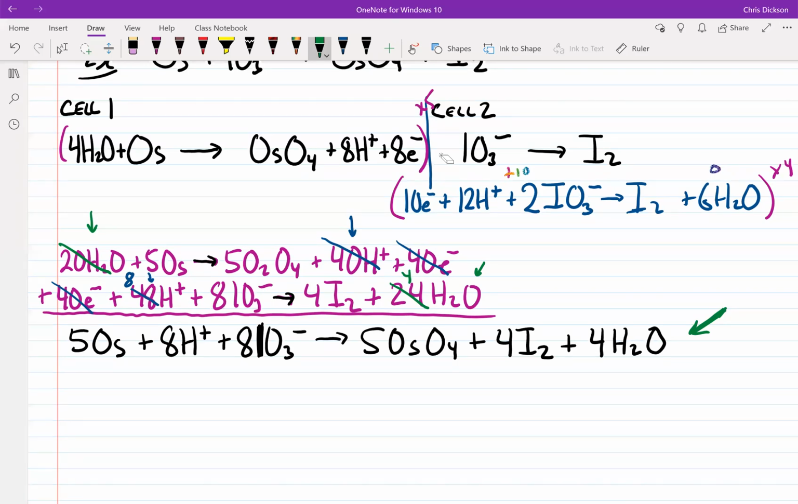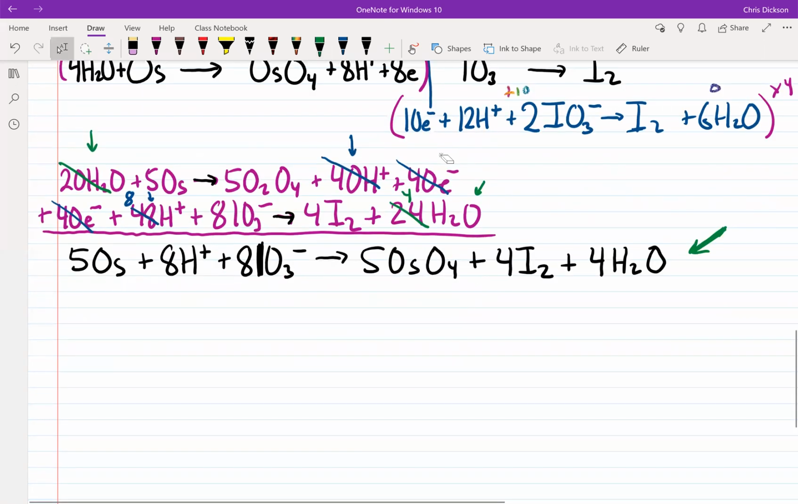So I'm just looking at the time here. I wanted to do one more question, and it's a question that I posed to the class yesterday and said I would look at, was how do we balance in basic conditions?